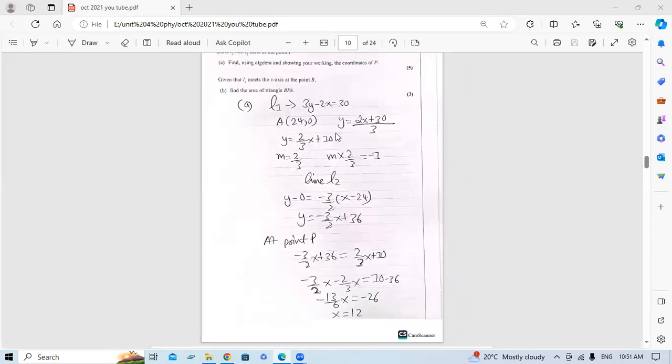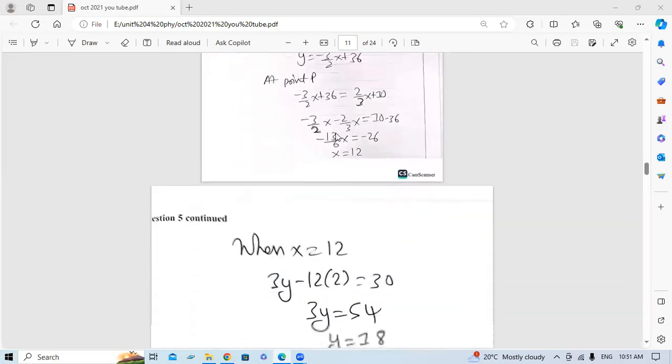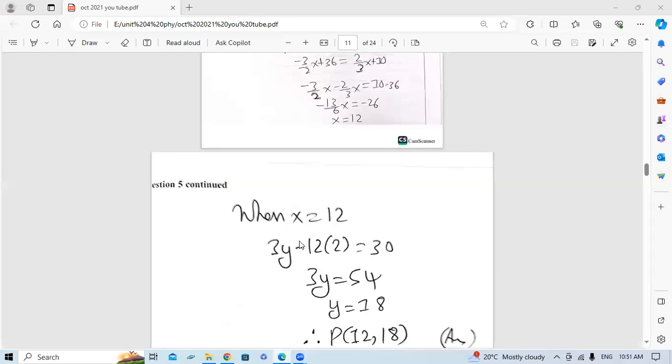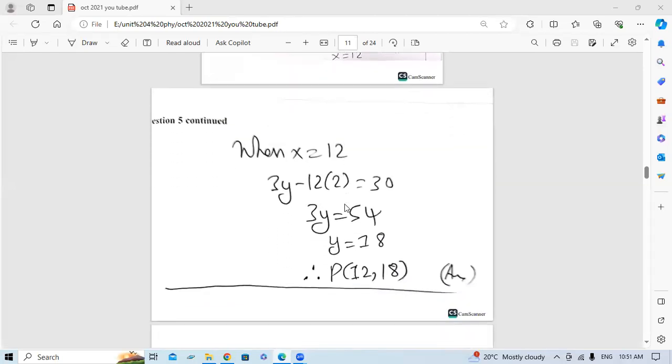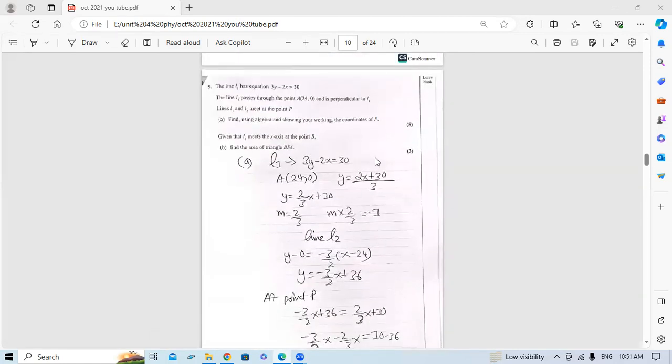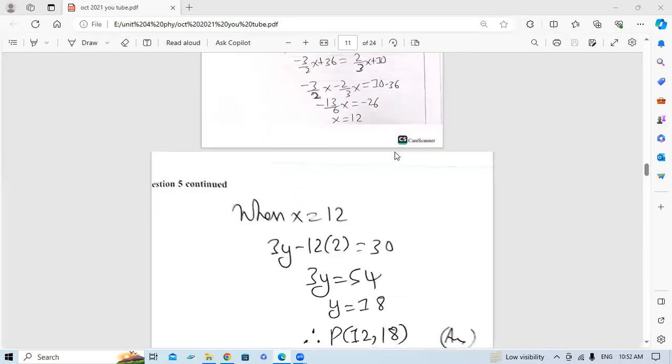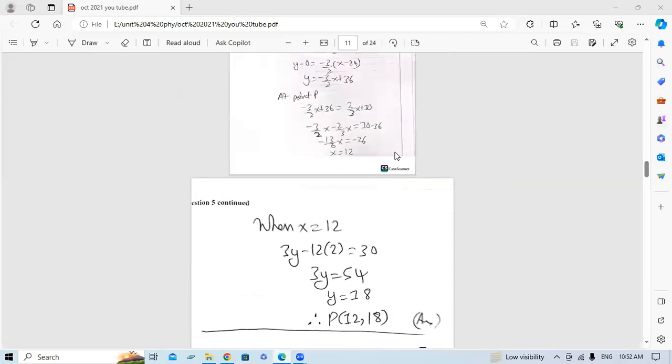Find the coordinates of P. When x equals 12, 3y minus 12 into 2 equals 30. So 3y will be 54, y equals 18, and the coordinates of P will be (12, 18). It has been asked to find the coordinates of P, not just the x coordinate of P. So we need to state also the y value of P, and it will be (12, 18).